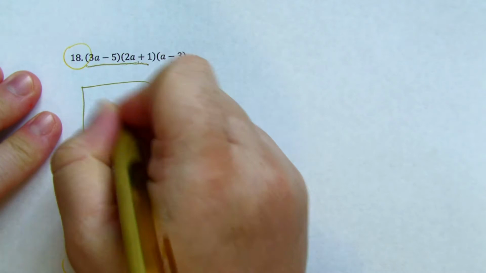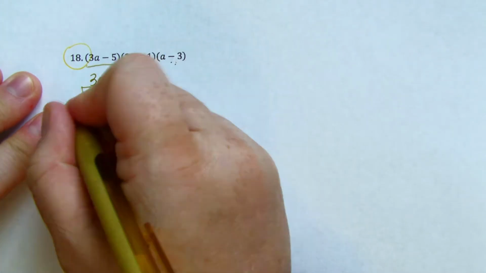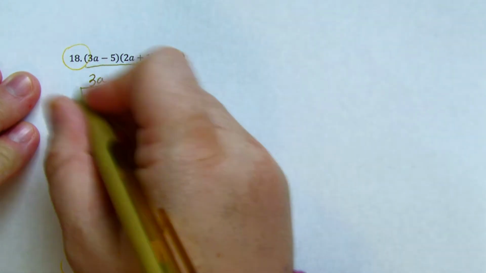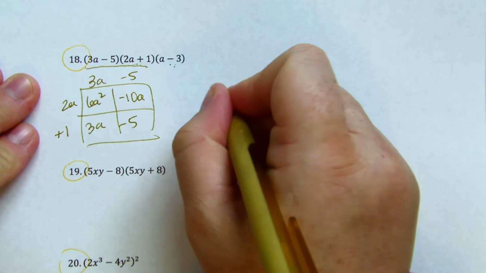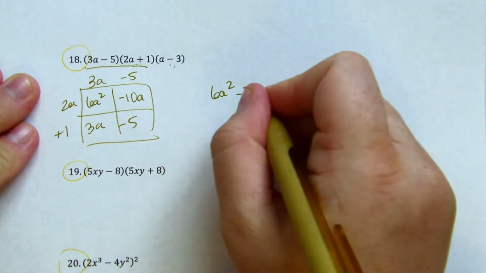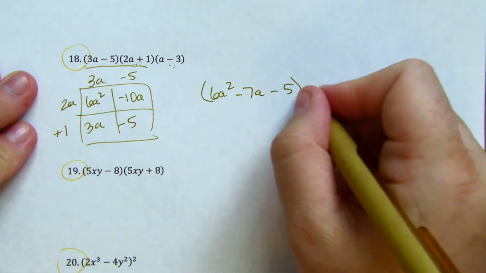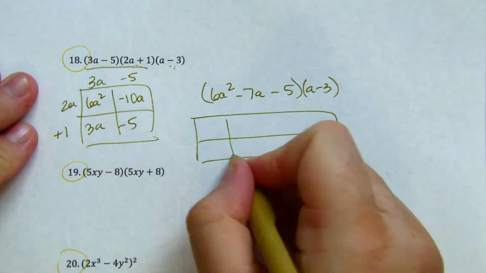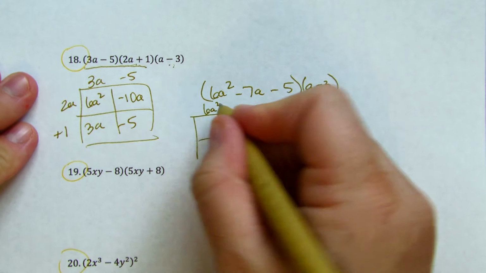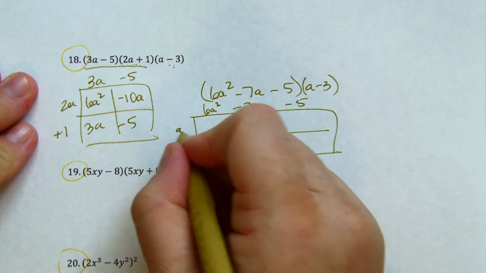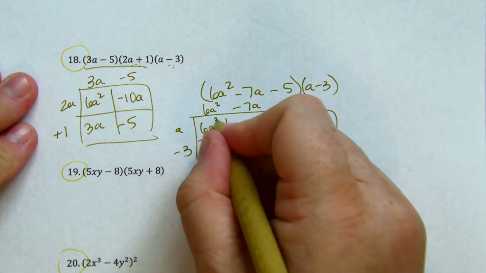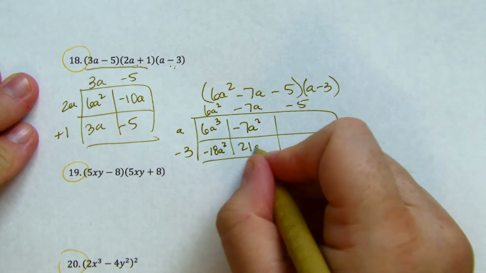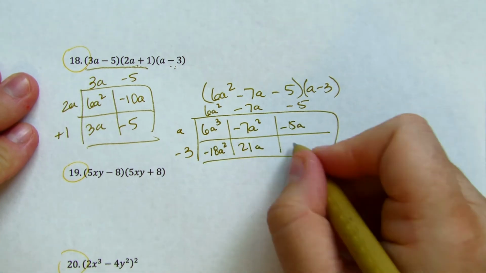So I'll do my little 2 by 2 box, 3a minus 5, 2a plus 1, 6a squared minus 10a minus 5, 3a, and I have 6a squared, 3a and negative 10a is negative 7a minus 5. And then I'm still multiplying by a minus 3. So now I need to do a 2 by 3 box for this multiplication. So 6a squared minus 7a minus 5 and a minus 3. 6a cubed and negative 18a squared, negative 7a squared, 21a, negative 5a, and 15.